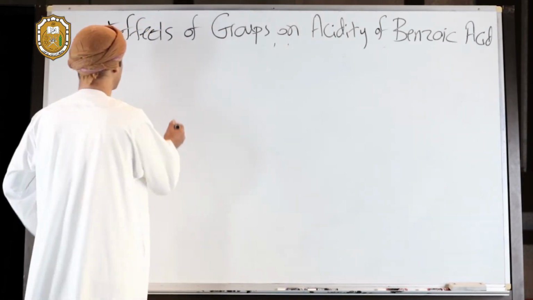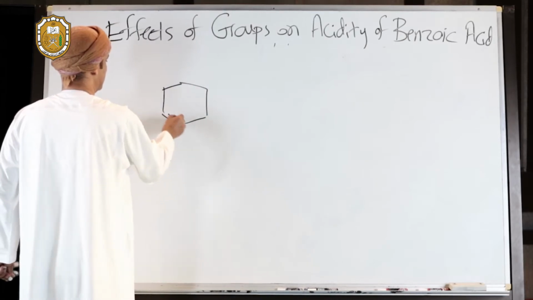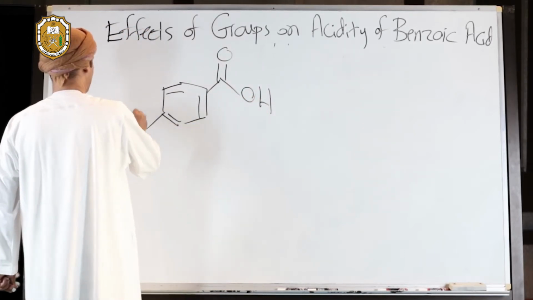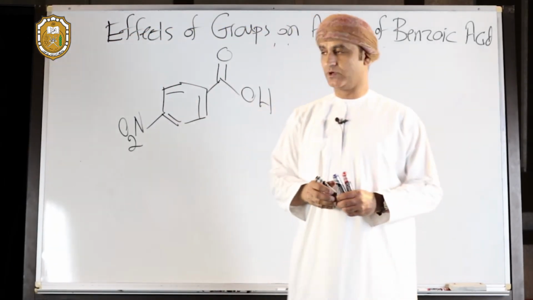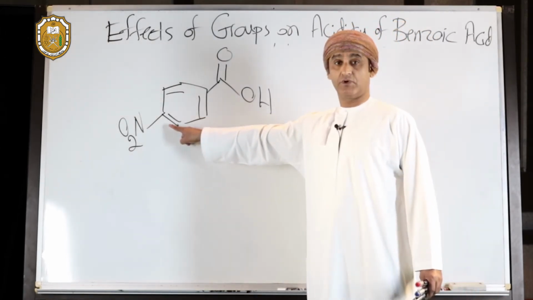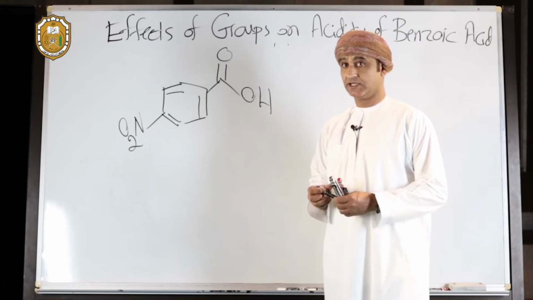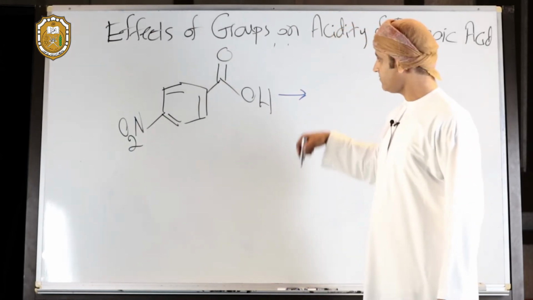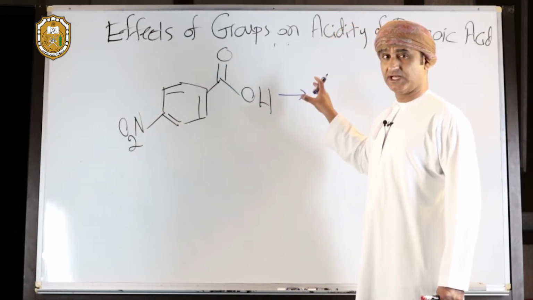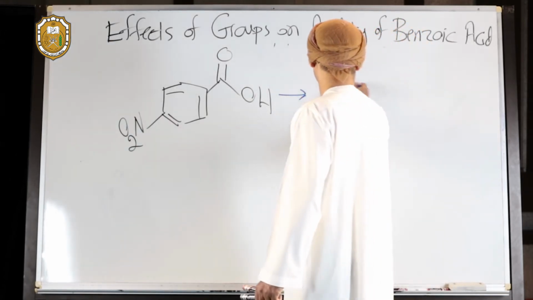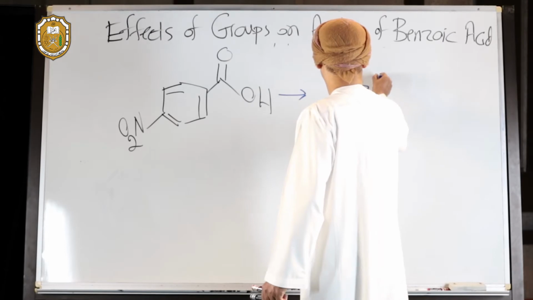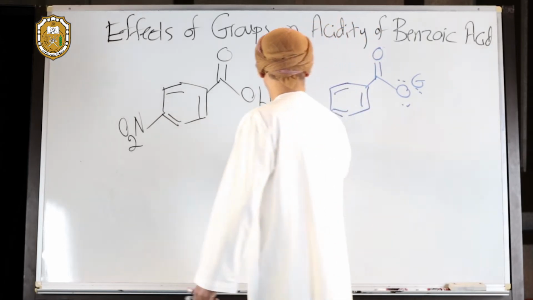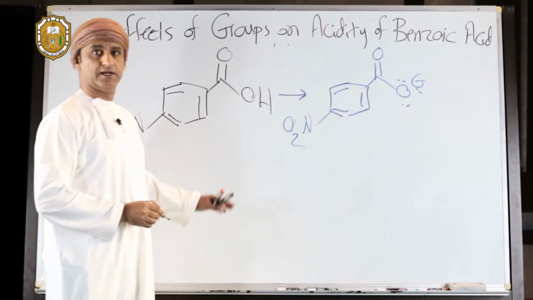So let's take 4-nitrobenzoic acid. So this is 4-nitrobenzoic acid, a nitro group on carbon number 4, or the para position on this benzoic acid compound. Now, if we deprotonate this carboxylic acid in order to judge acidity by looking at the stability of the corresponding conjugate base, we get something like this as a result of deprotonation, or loss of a proton from the carboxylic acid unit. So this is the benzoate.